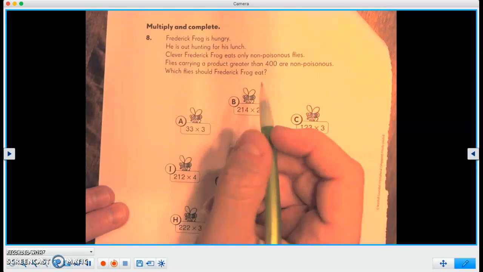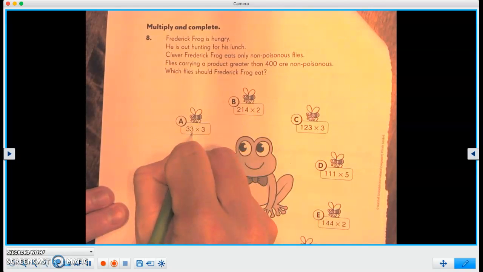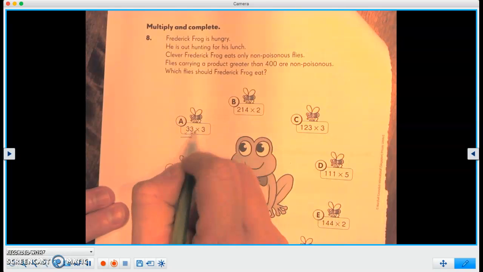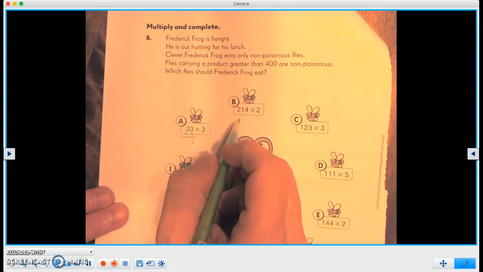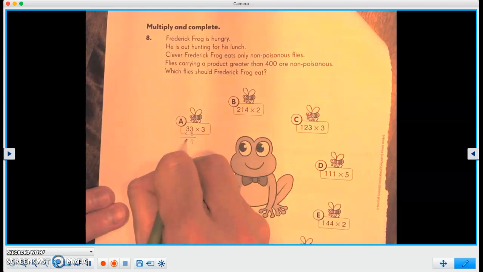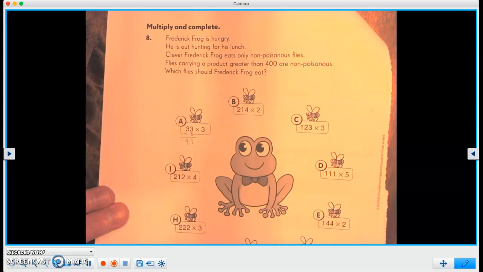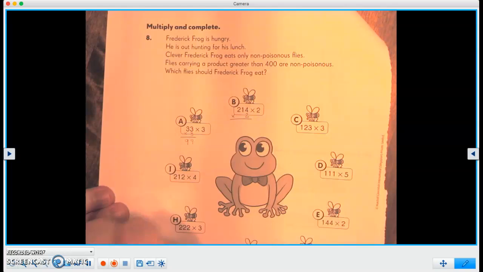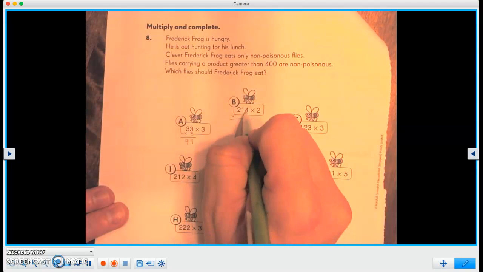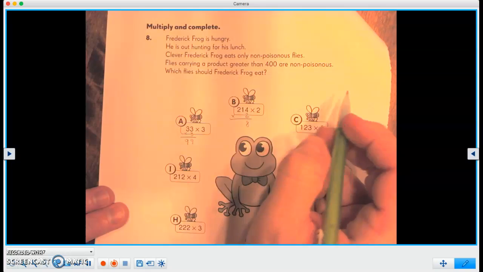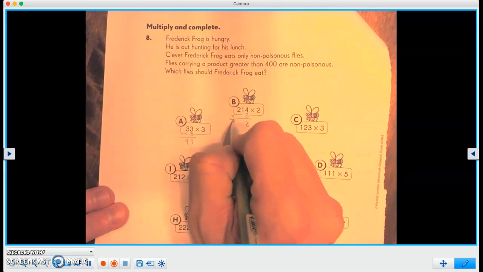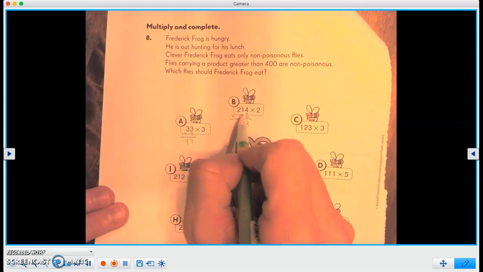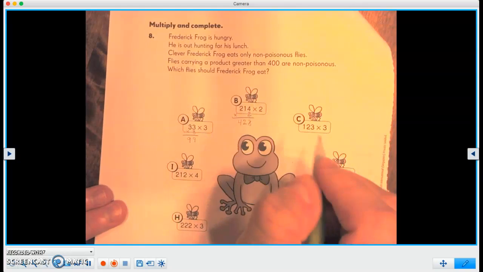Okay, so let's go ahead and look at 33 times 3. We do our ones column, 3 times 3 equals 9. And then our tens column, 3 times 3 equals 9. So that answer is 99. Now we're going to go to B, and it's going to be 214 times 2. So 4 times 2 equals 8. Tens column, 1 times 2 equals 2. And then the hundreds column, 2 times 2 equals 4.